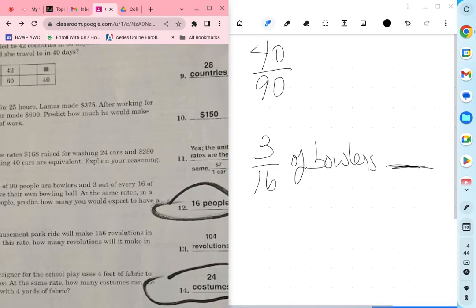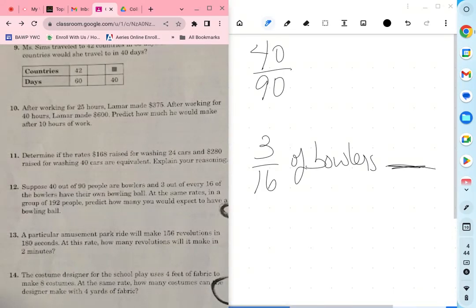So for the first part, it says 40 out of 90 people are bowlers, and 3 out of every 16 of the bowlers have their own bowling ball. We don't have a number for the original set of bowlers, but guess what?